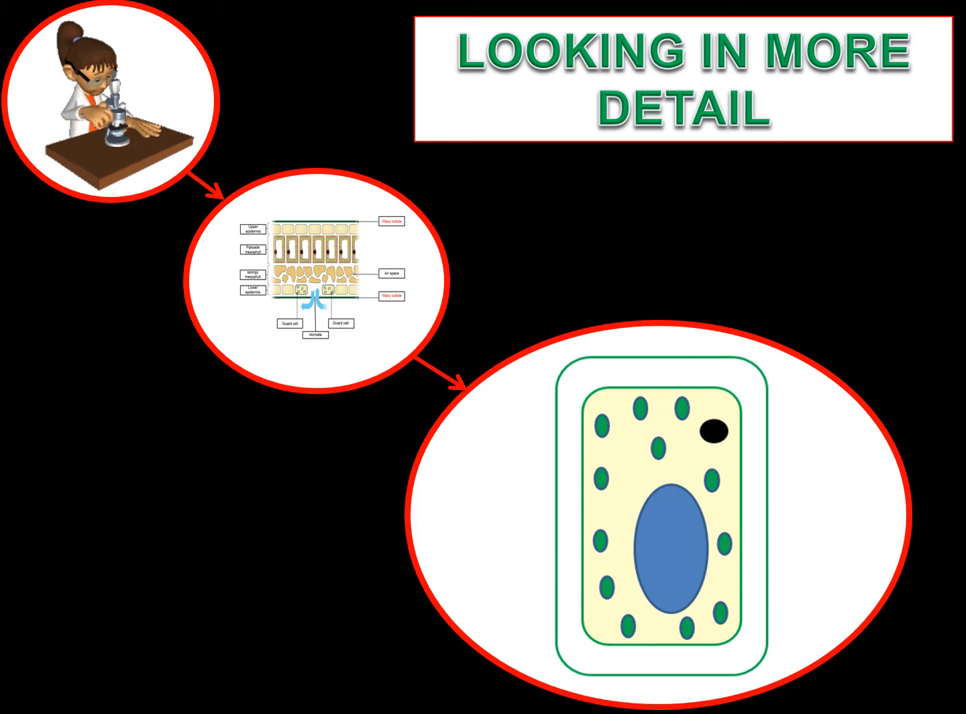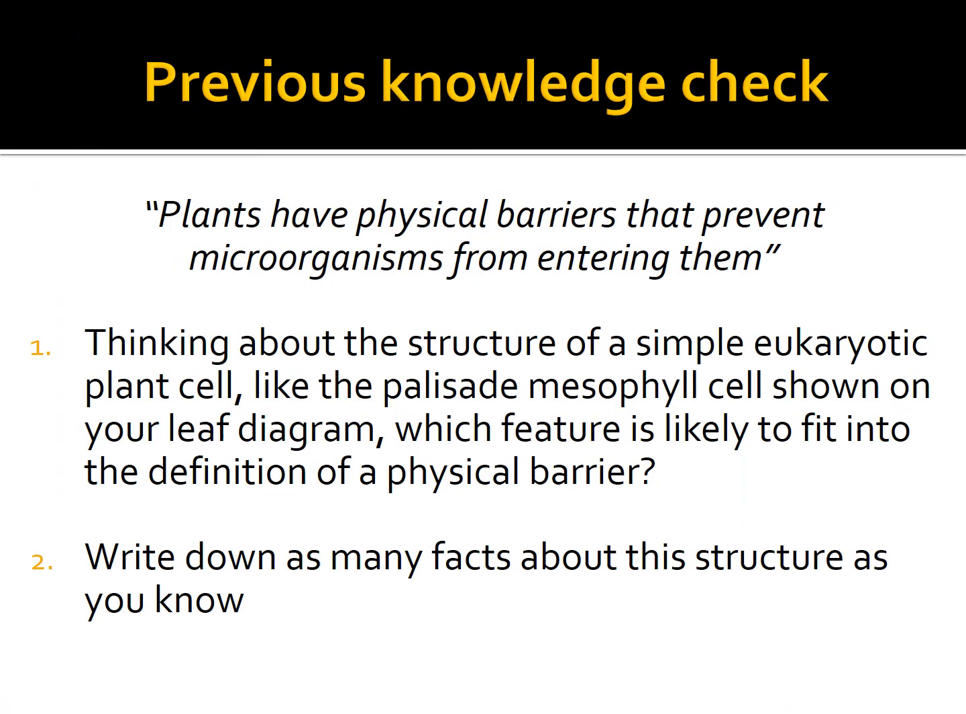So here we've got a palisade cell from a leaf. Thinking about the structure of simple eukaryotic plant cells like the palisade mesophyll cell shown, which barrier is likely to fit the definition of a physical barrier? So we were looking at how plants have physical barriers preventing microorganisms from entering them. Remember what's on the outside of a plant cell?